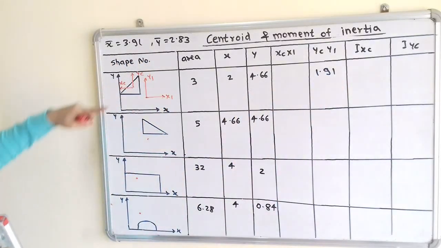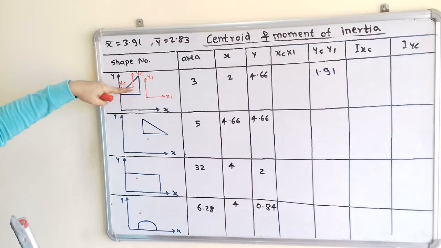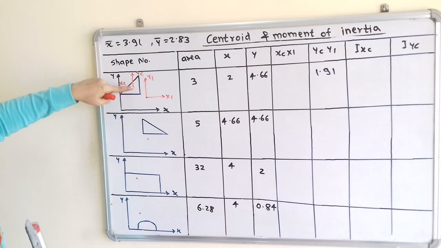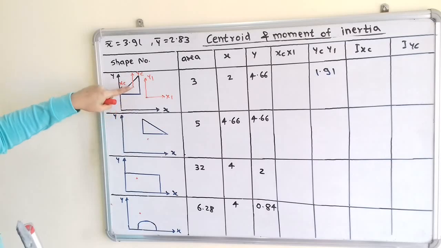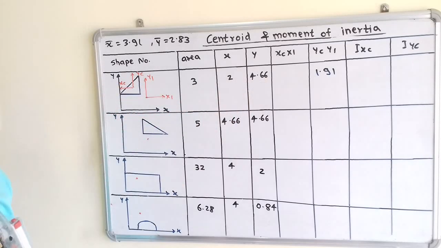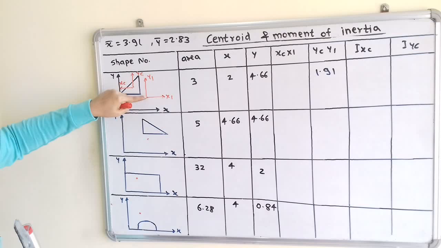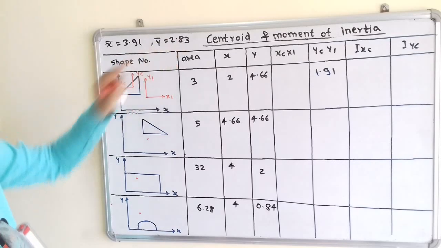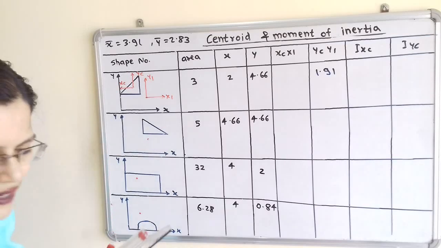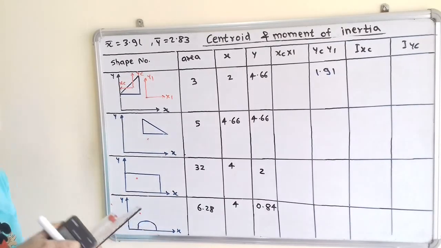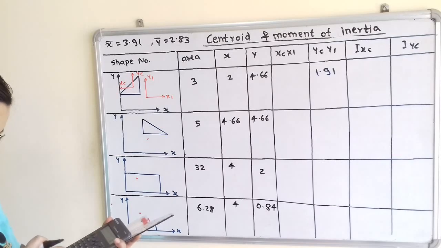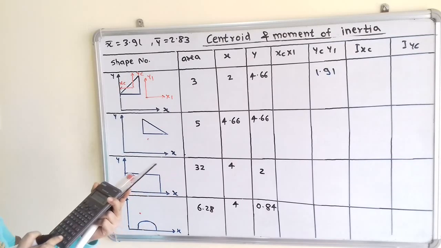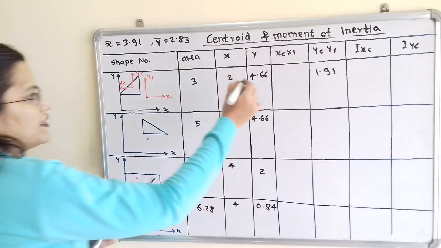In the same way we have to find out distance in between xc and x1. So how to find out? So here vertical distance, that is equal to y, 4.66, and for this centroid vertical distance from the x-axis is known as y bar, it is 2.83. So we will calculate this difference, 4.66 minus 2.83, which is equal to 1.83.